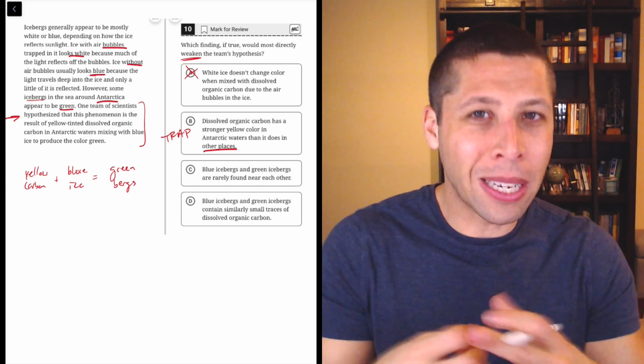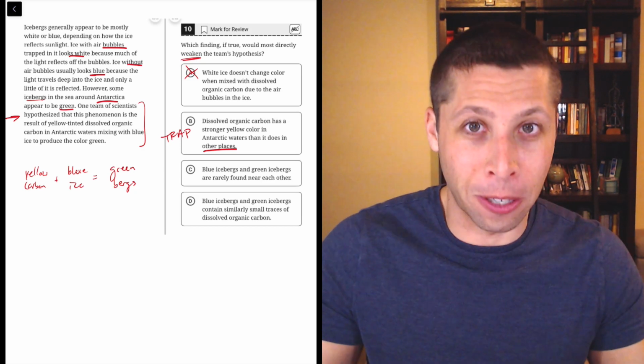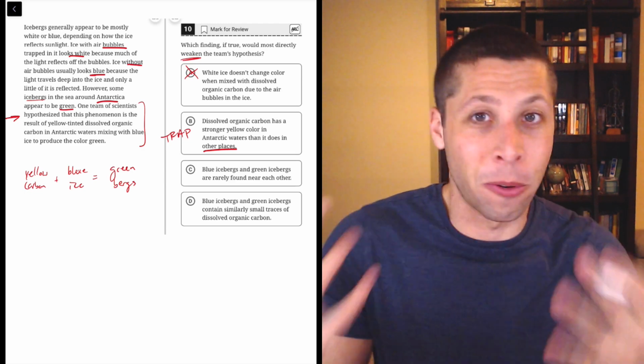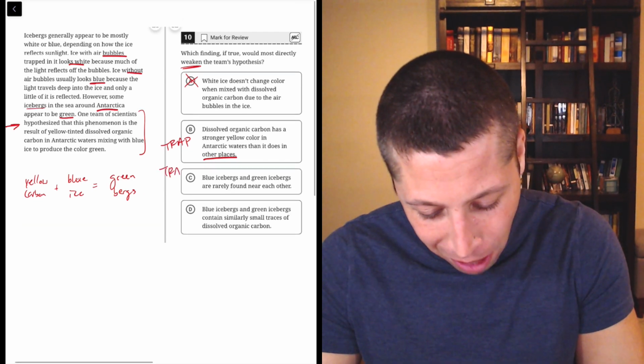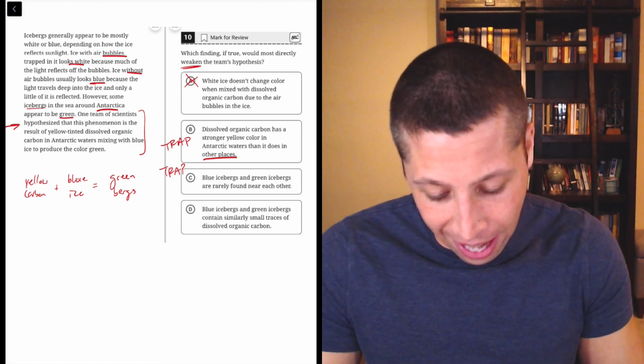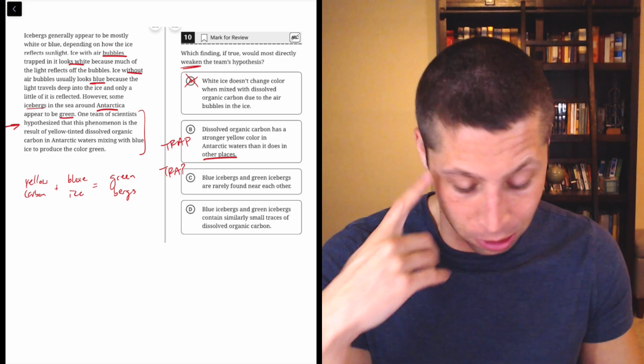So if it were mixing with the same water, then yeah, you probably wouldn't get random blue icebergs, because it's the same water, so it would all be yellow. Again, that's maybe a bit of a stretch to show you that something is a trap, but that's kind of what I think they're going for here. So let's see if D is right or any closer, because maybe I'm misinterpreting these choices.